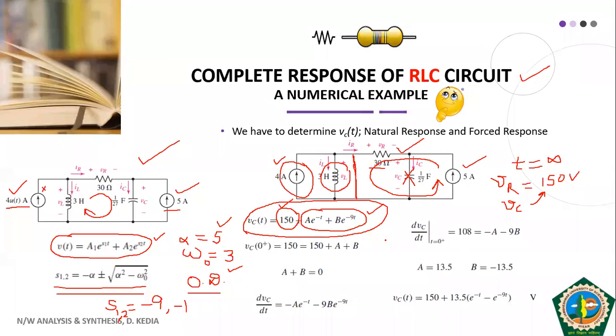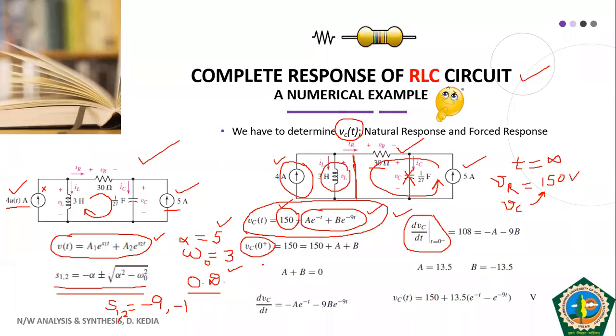So dear students, after determining the complete response, we need to find out the value of A and B. As I told you, in order to find the value of A and B, we need initial conditions. Since here we have to determine the voltage across the capacitor, we need to find out initial conditions across the capacitor. So we need to find out VC 0 plus, that is one initial condition, and the second initial condition will be dVc by dt at t equal to 0 plus. This is the second condition, as I told you in the basic steps.